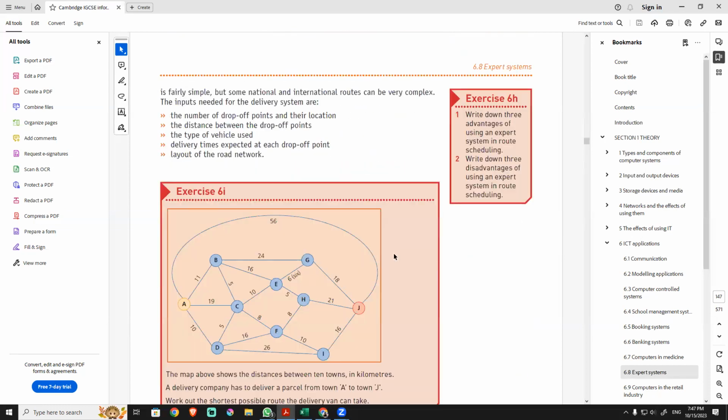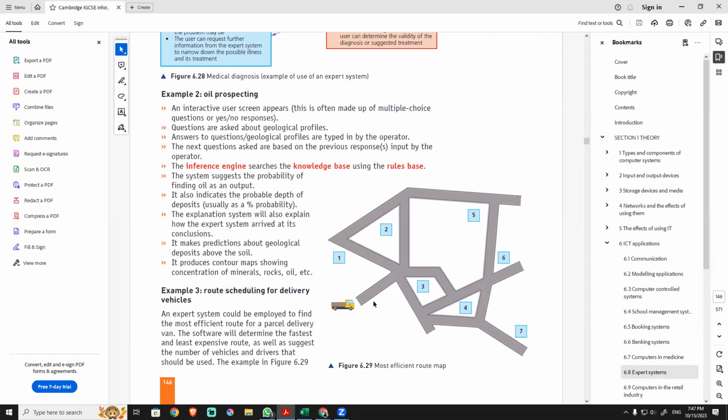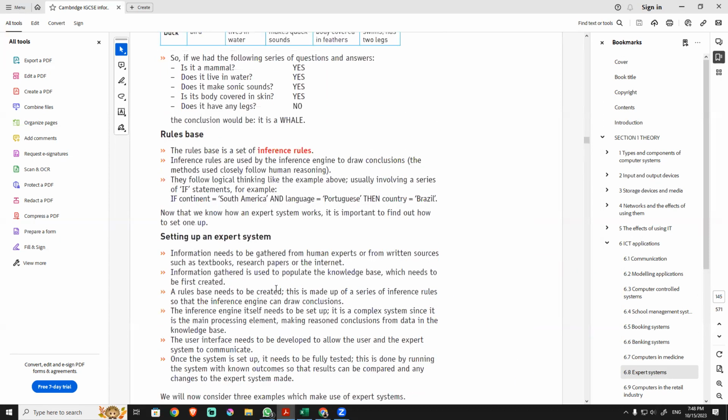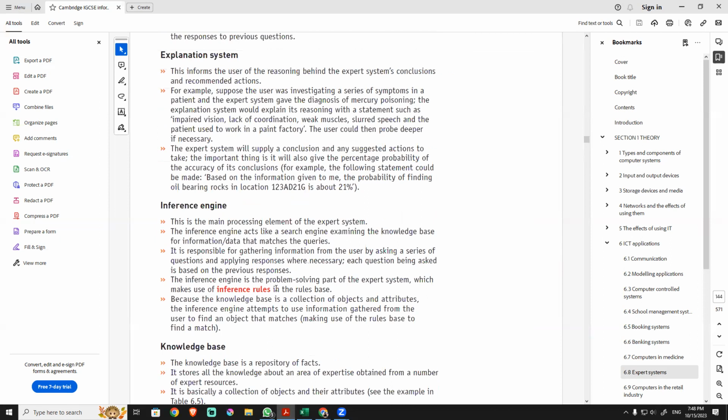Here. If you look at the situation right now, this guy wants to deliver, maybe going to point 6, and he wants to find the best possible route to go there. So how can an expert system help him reach the destination efficiently in a short time and more safely? Okay, you have to remember that there are 4 or 5 parts of an expert system. So you have to understand those words. What are the parts of the expert system?